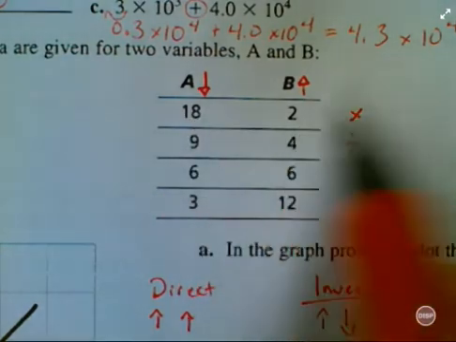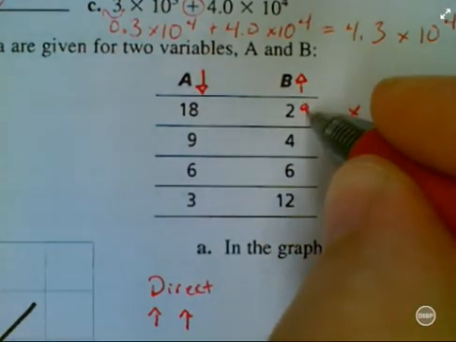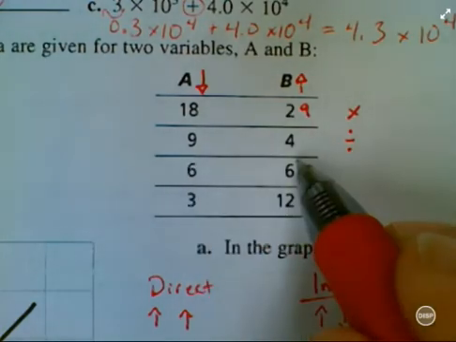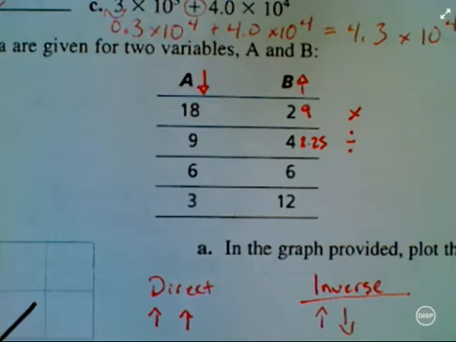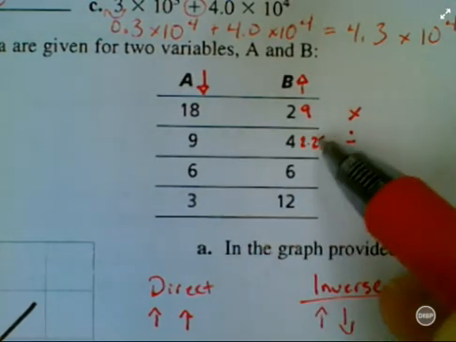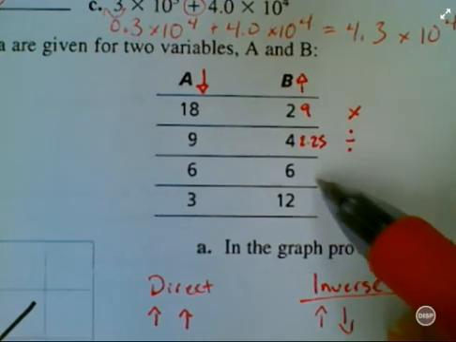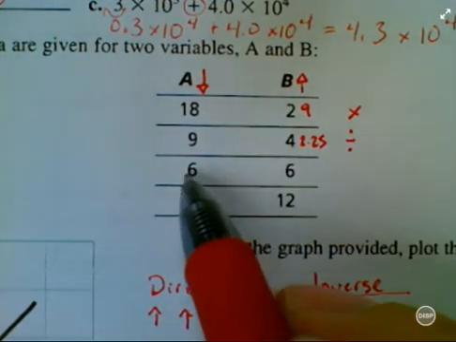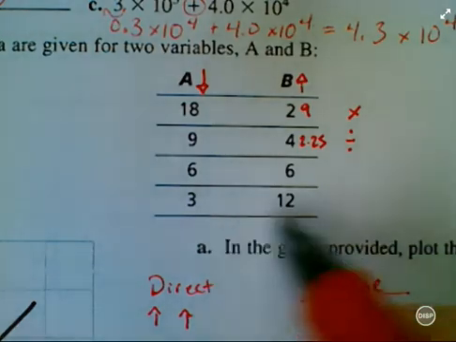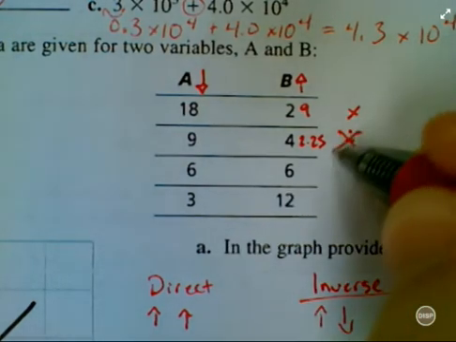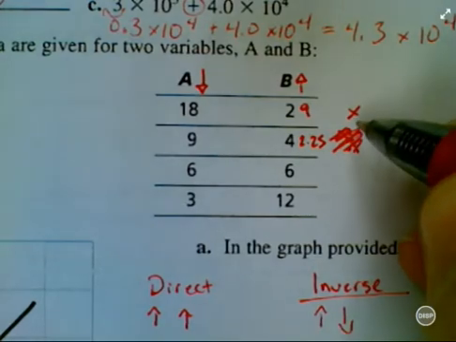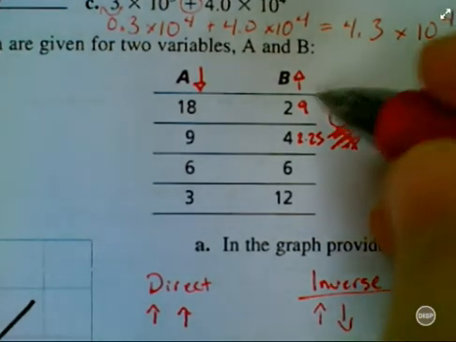18 divided by 2, that is 9. Okay, that's 9. 9 divided by 4, okay, that's about 2.25, 2 1/4. Well, guess what? We're already off base here, because if this was going to remain constant, this should also be a 9, that should be a 9, that should be a 9. We know that's not the case, because 6 divided by 6 is 1. 3 divided by 12 is certainly less than 1. And so it's not division. It must be multiplication.